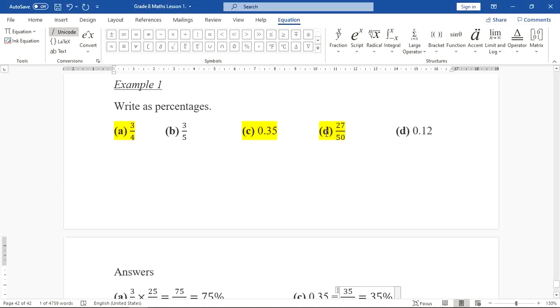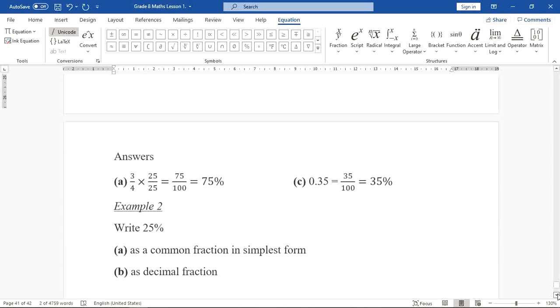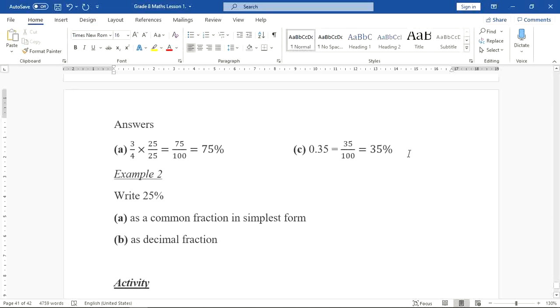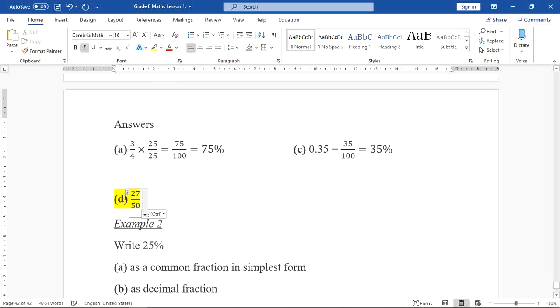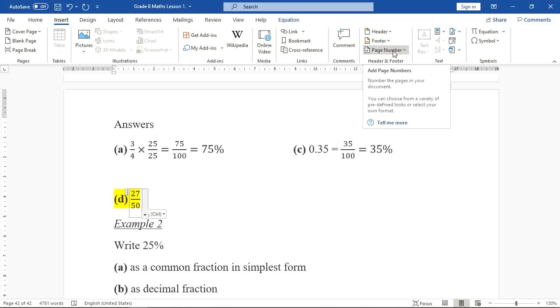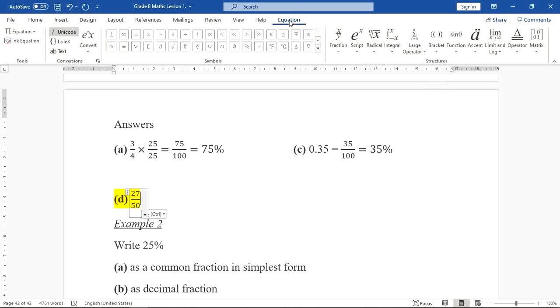Let's look at part D. Part D will be very simple because the denominator can go into 100 2 times. So that means you're going to multiply the denominator and the numerator with 2 over 2, because 50 goes into 100 2 times, and then equal to a new fraction.